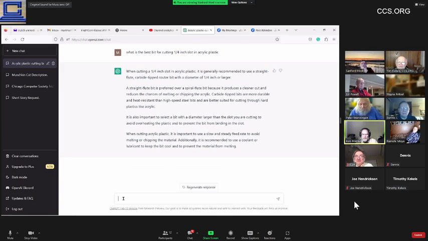I think from what it's describing, it really means smaller diameter. But they're saying larger. It thinks a larger diameter will prevent the bit from binding in the slot. That's exactly what a smaller diameter does. Yeah, so it misinterpreted its source. Right. It should be a slightly smaller bit than the slot you want to cut. It is incorrect about the best bit for cutting acrylic.